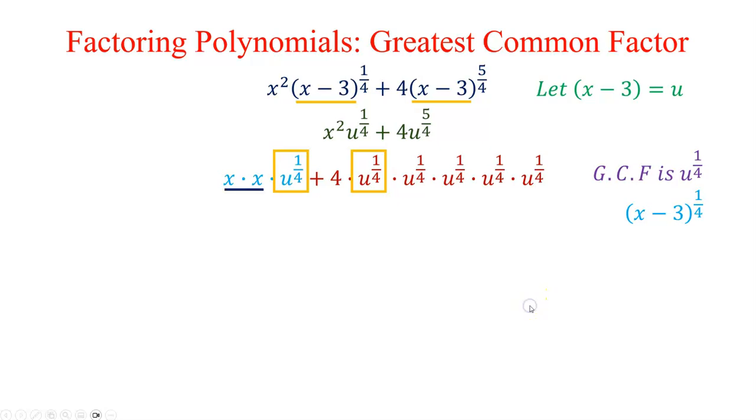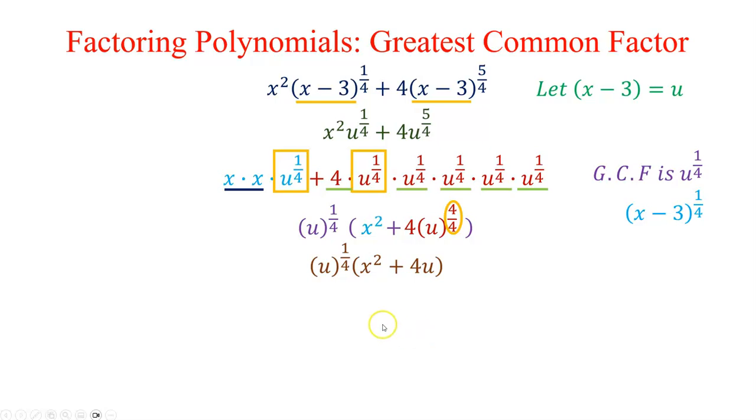And so when we start to factor things out, when I factor out the u to the 1/4, I'm still left with 2 x's, x squared, I should say x times x, x squared, and I'm still left with 4 of these u's to the 1/4. So 1/4, 2/4, 3/4, 4/4. Of course, that 4/4 is still going to be a 1.